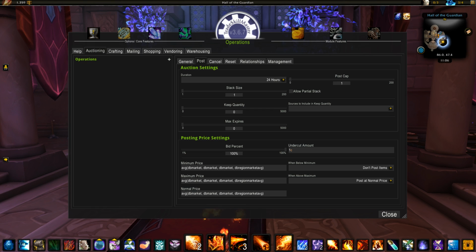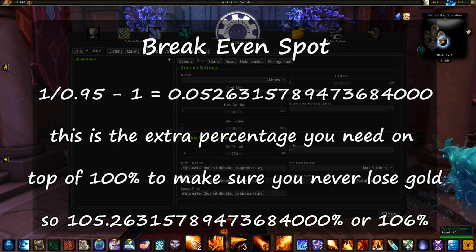So where is the safe point? Where is the break-even spot? The break-even spot where you don't lose gold is going to be 1 divided by 0.95 minus 1, which is 0.0526, and so on. So never use anything lower than 105.26, and so on. Or you can just go with 106%. So 106% is safe, 105% is not safe.